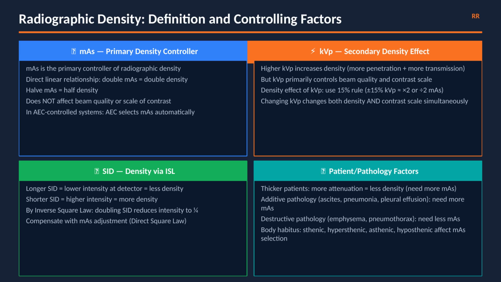SID affects density through the inverse square law. Longer SID reduces intensity at the detector, decreasing density. Compensate with the direct square law mAs adjustment.